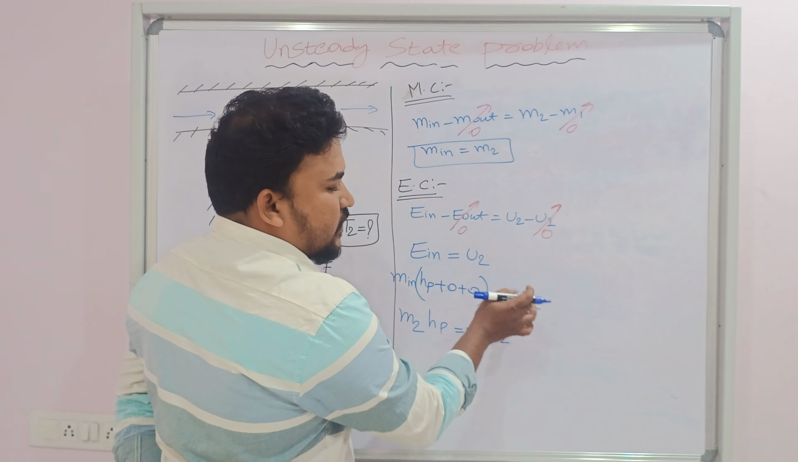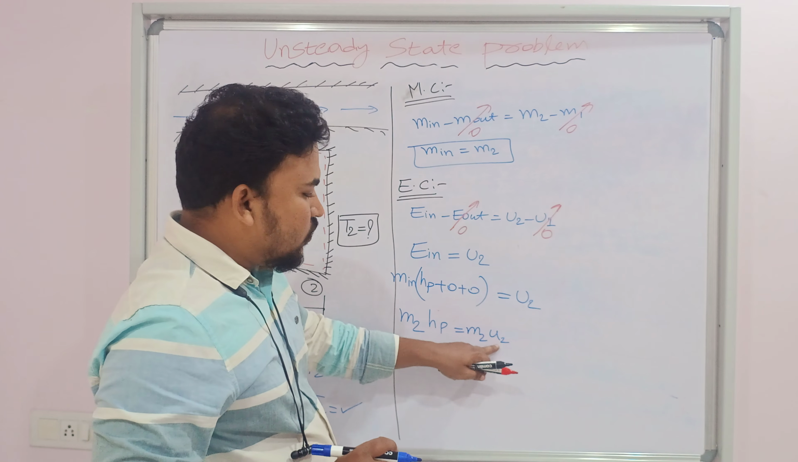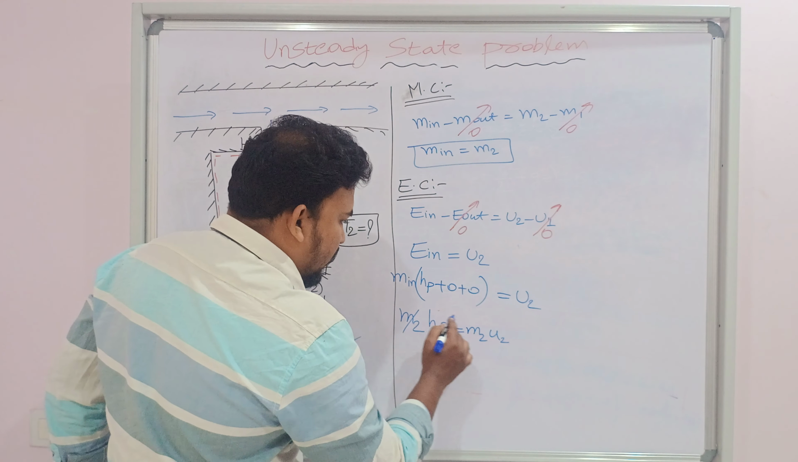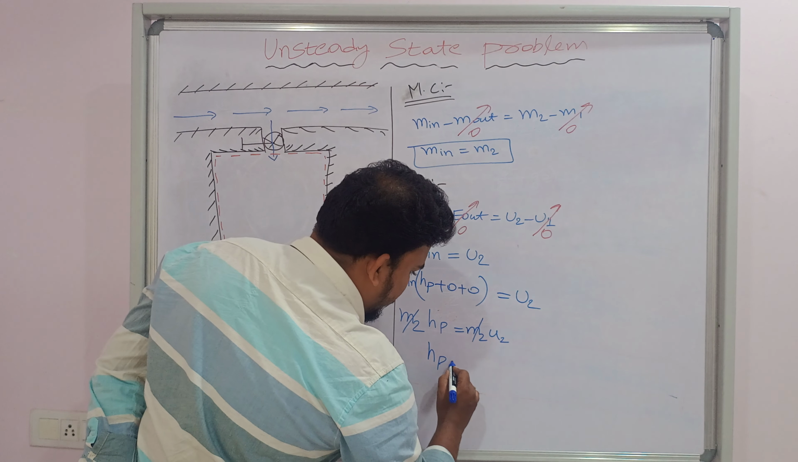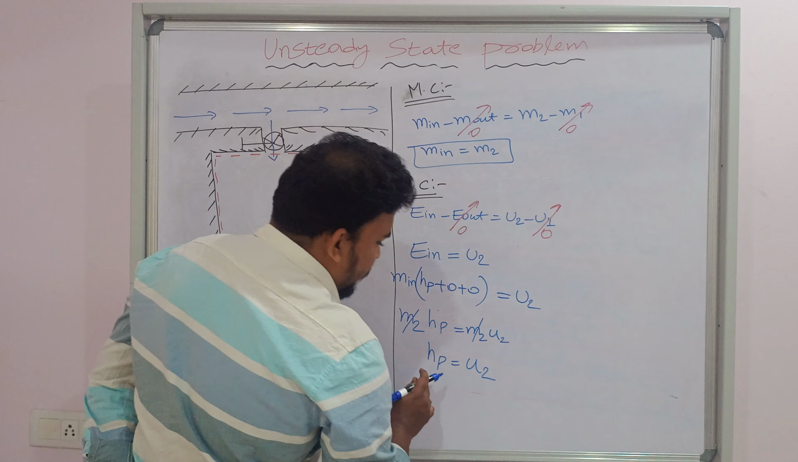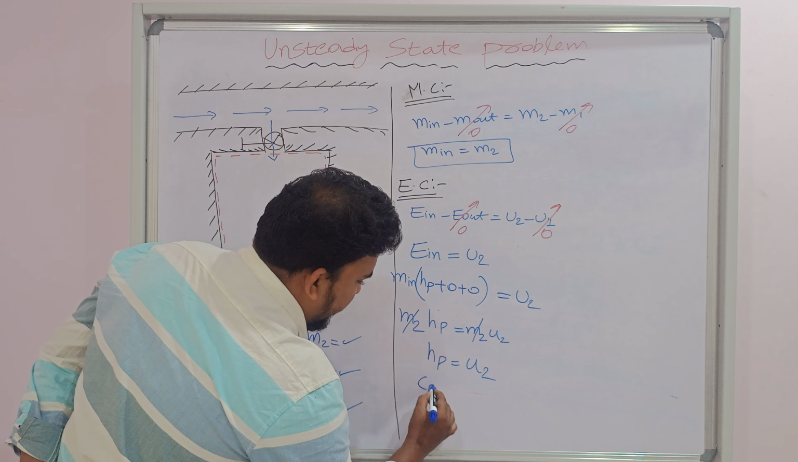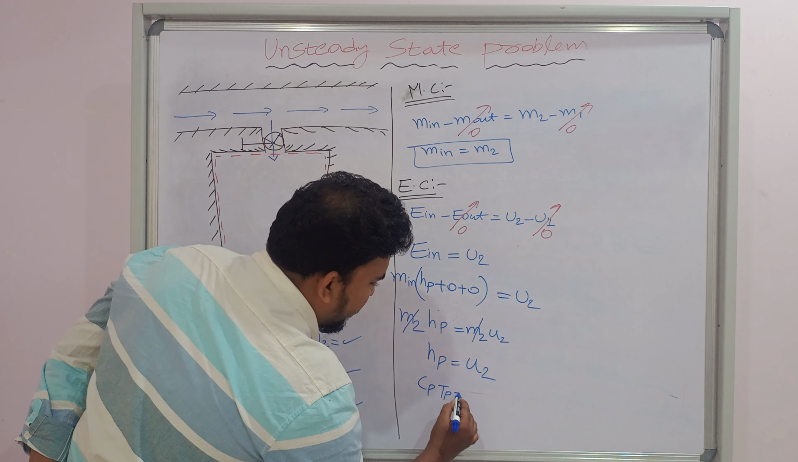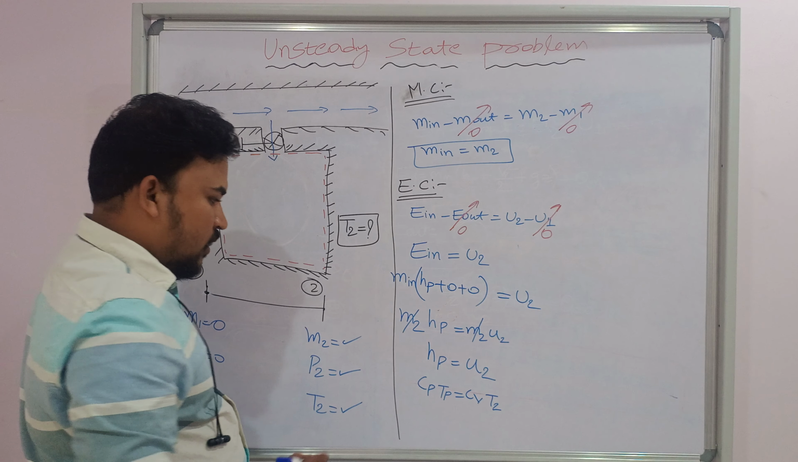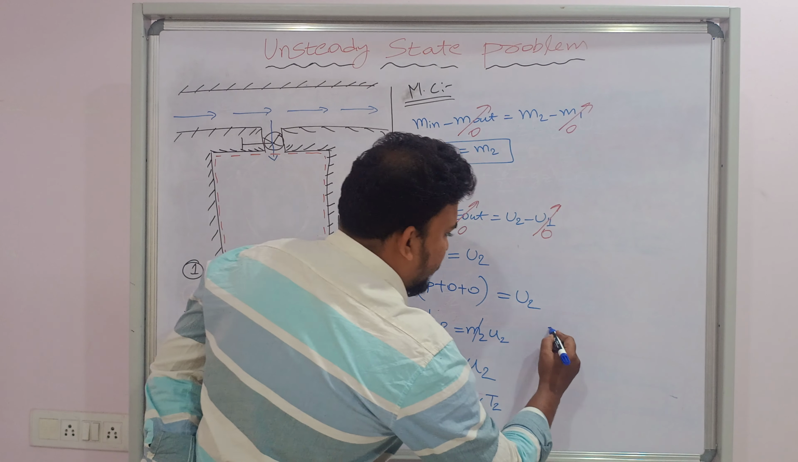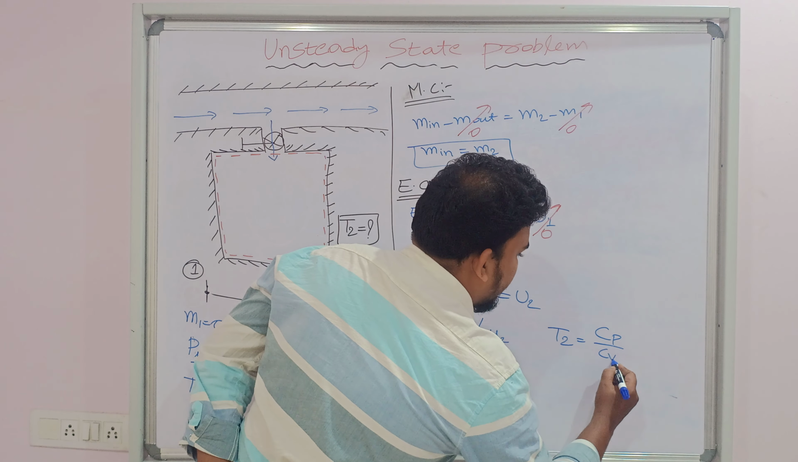Correct. Capital U2 is the extensive property, my dear. Extensive property, we will see in the basics of thermodynamics. M2 into u2 we can write. M2 cancels. Correct? HP equal to u2. I can write HP as Cp times Tp, which is equal to Cv times T2. Correct. I can write T2 equal to Cp by Cv times Tp.